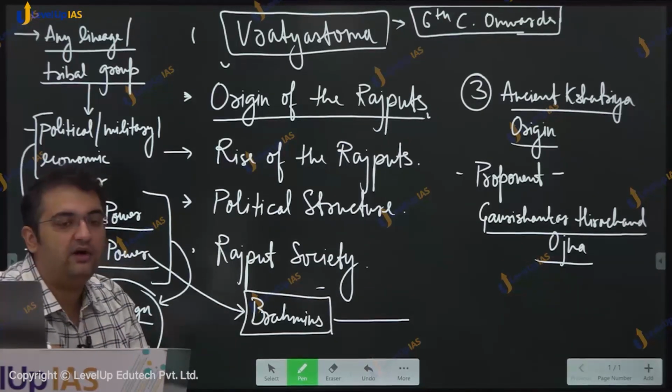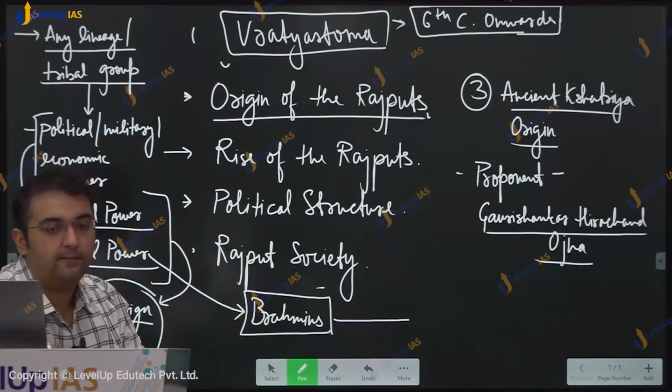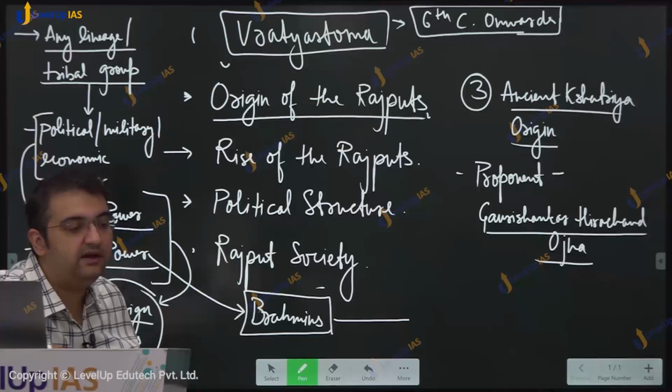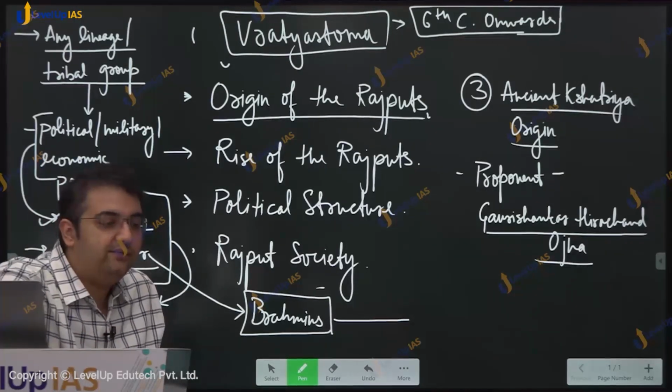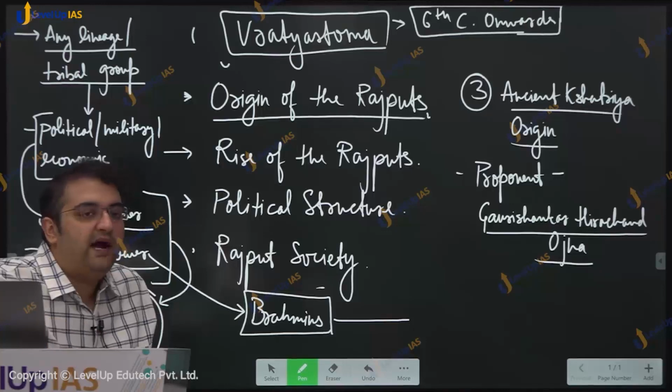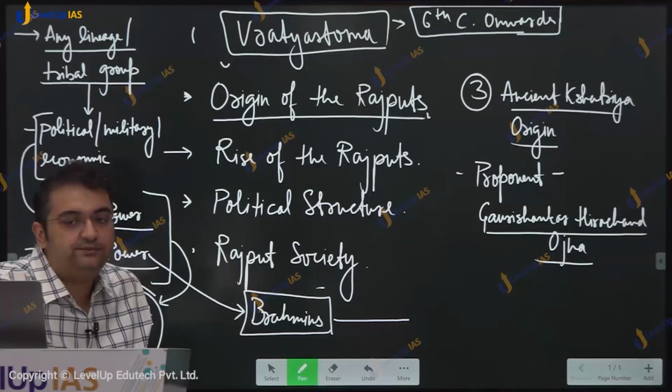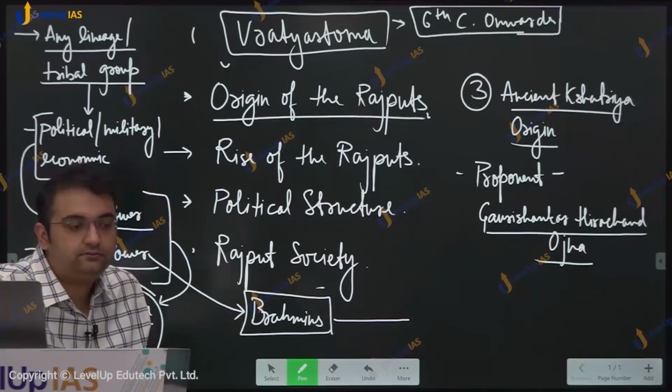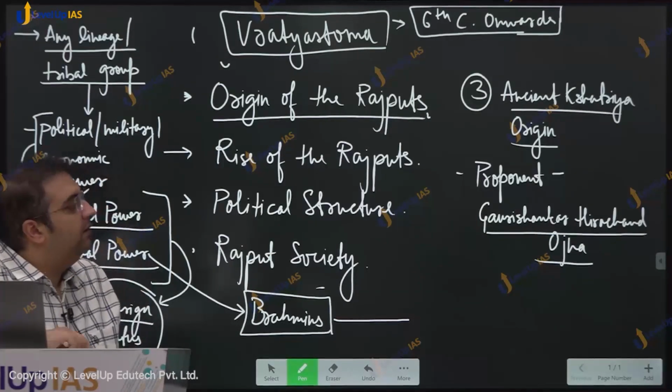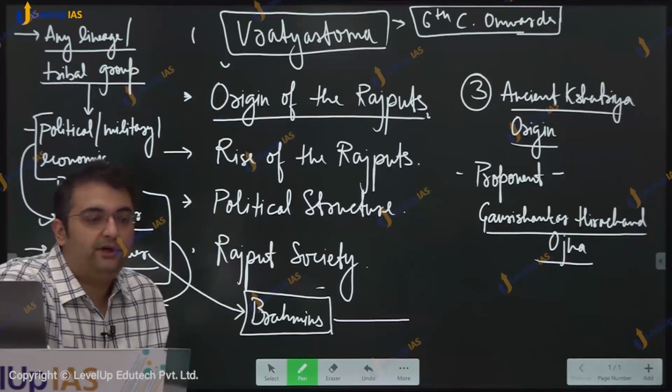Next main point, write down. However, this theory has largely been rejected by other prominent historians on historical grounds. Okay? Next point, write. Next main point.